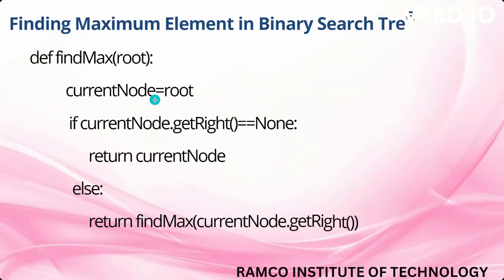This is the code for finding the maximum element in the binary search tree. Here we define a function called find_max, passing the parameter root. Then we assign the root value to the current node. Then we check the condition: if the current node's right child is None, we return the current node. Otherwise, we call the find_max function, passing the parameter current node's right child. So this is the recursive version, as we call the function within the code.